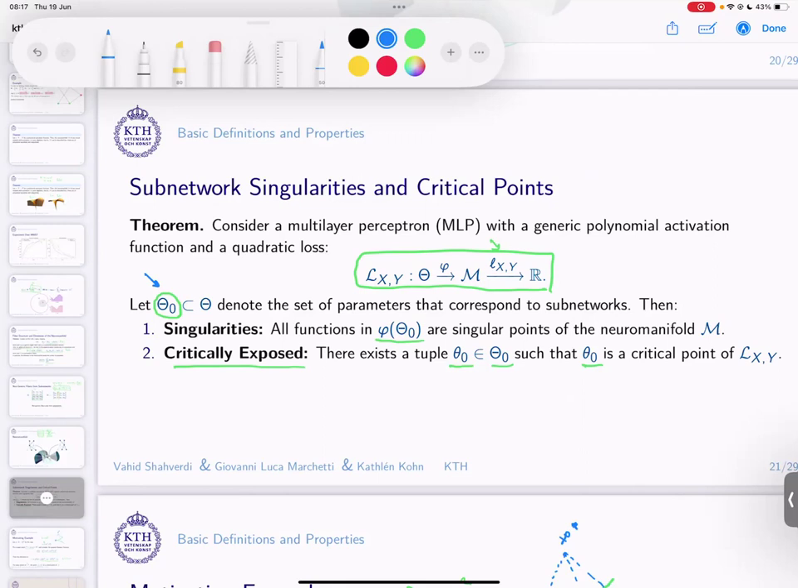But at the same time, we analyze separately the first part: these subnetworks correspond to singular points at the same time. So it is true that it might be critically exposed, but might not be singular points of the neuromanifold. So it might be a third option to analyze that phenomena that you are mentioning. And we don't know because we don't really understand the parameterization of an MLP fully.